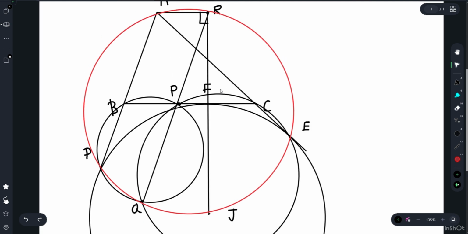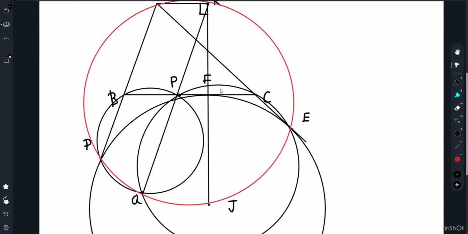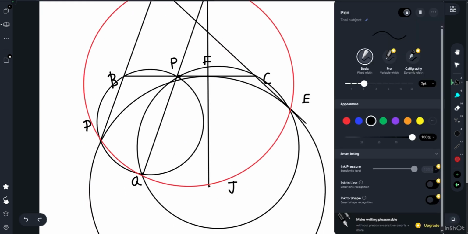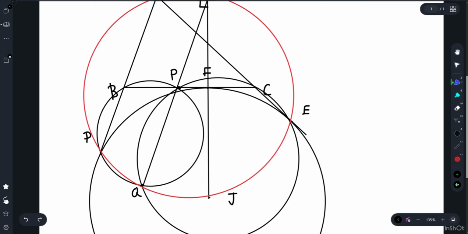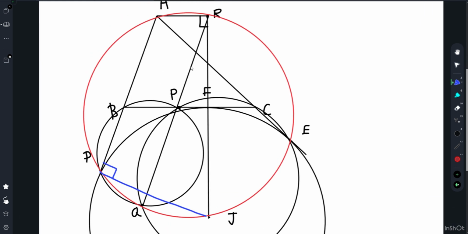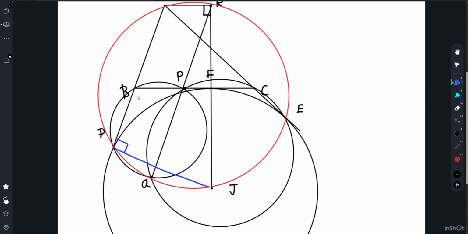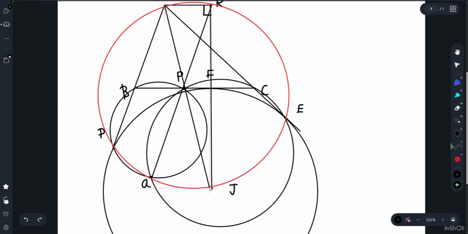We know that J is the center of the excircle, so angle ADJ is 90 degrees. This means that AJ is a diameter of the circle. And also we know that angle AEJ is 90 degrees, and ARJ as well. So this means that R and J are both on the circle, and AJ is the diameter of the circle.